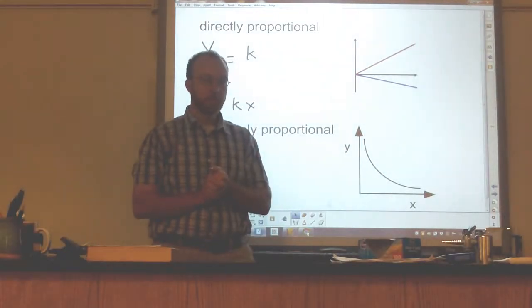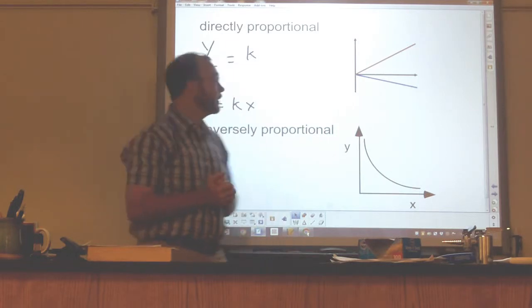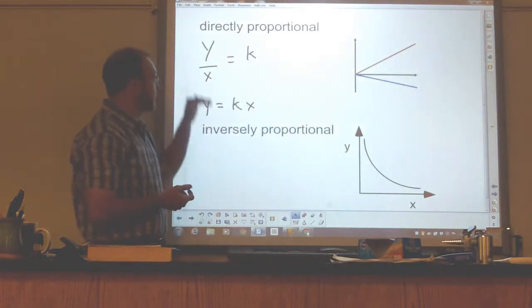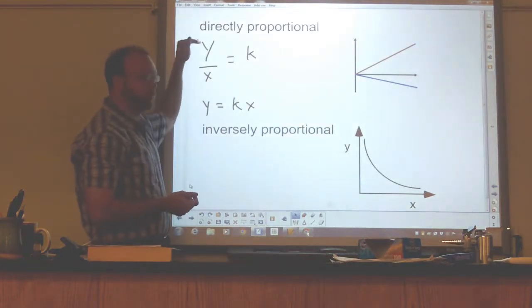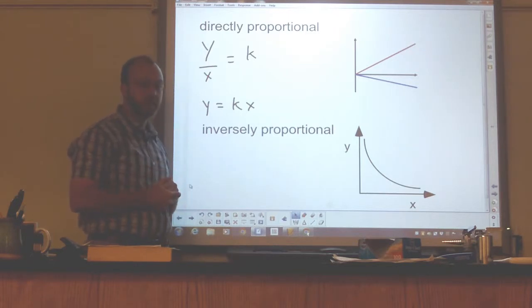Okay, ladies and gentlemen, we've already talked about what it means to be directly proportional. Now, remember we said a proportion is a comparison of two ratios. And we can write a ratio as a fraction. Now, if two variables are directly proportional, their ratio will always be a constant.